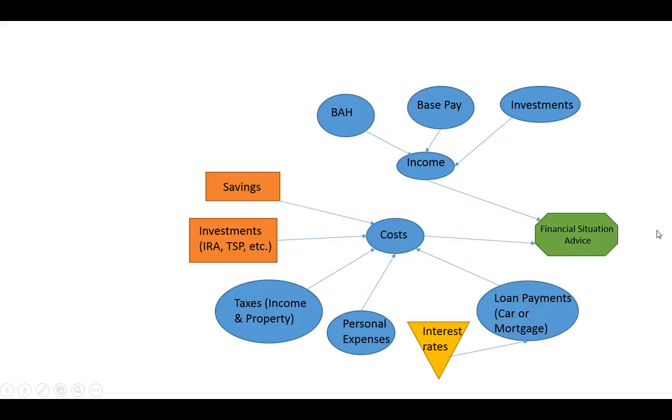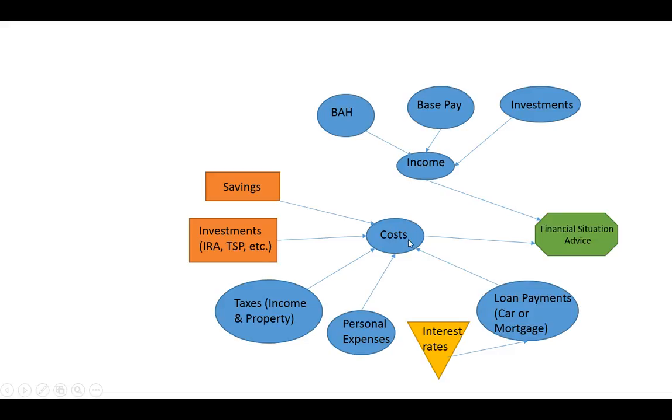So our end state for the influence diagram is financial situational advice, essentially by giving the soldier an idea of exactly what they're spending and taking in on a monthly basis and what leeway that gives them to do with their money. So on the income side, obviously there's BAH and base pay, which differs based on the soldier's time and service and grade. And then investments, we decided, was the third factor in income, which is based on the decisions they've made as far as what to invest in.